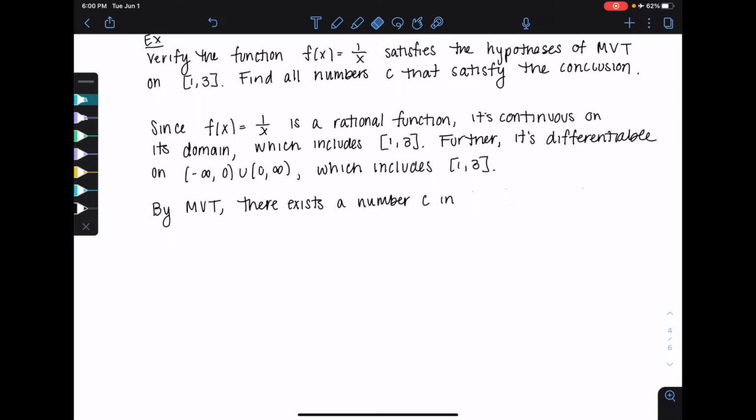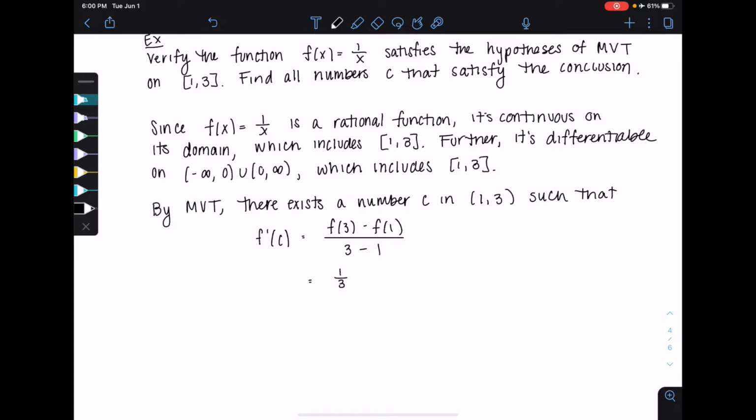So by mean value theorem, there exists a number C inside the interval from 1 to 3 such that our derivative is equal to the difference in the y values at the endpoints over the difference in the x values. So I can clean this up a little bit. My function evaluated at 3 is 1/3. Plug in 1 is 1. And then the bottom, 3 minus 1 is 2.